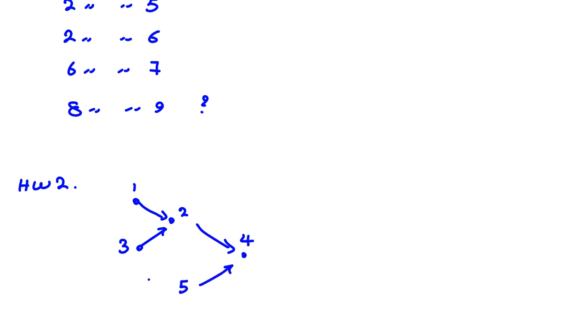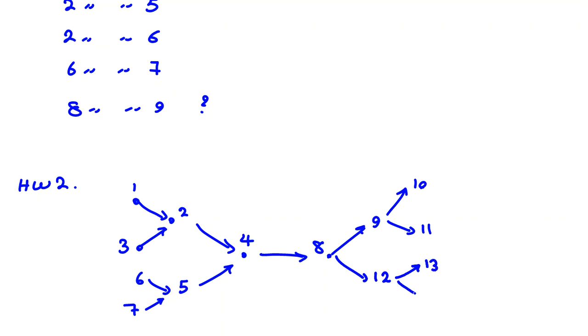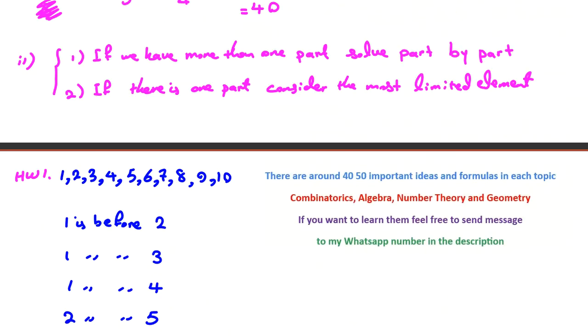Homework 1 is this. For homework 2, you should draw the diagram. 1 is before 2, 3 is before 2, 2 is before 4, 5 is before this, 6 before 5, 7 before this, 4 before 8, 8 before 9, 9 before 10, 11, 12, 13, 14. How many permutations do we have for 1 to 14 such that we have these conditions? Try these 2 problems as homework.